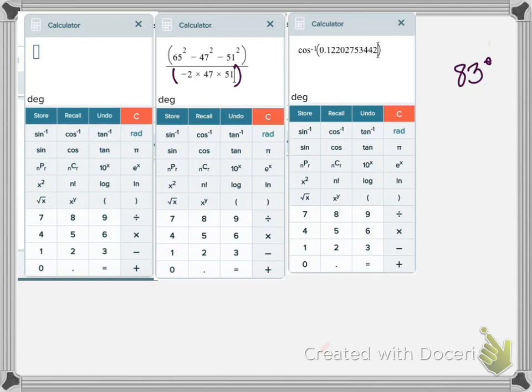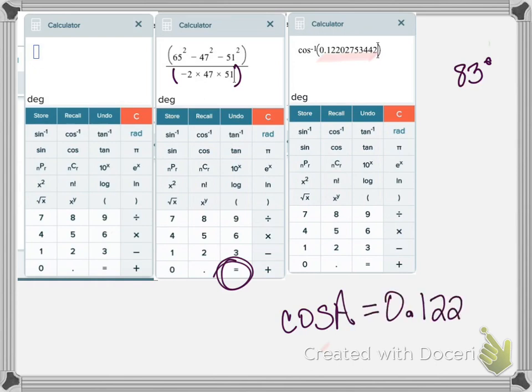Now, once you have this in your calculator and you hit equal, you are going to get this number right here. Okay, 0.12202753442. What that is right there is the cosine of A. So our cosine of A equals this number that we got, 0.12202, and it keeps on going.